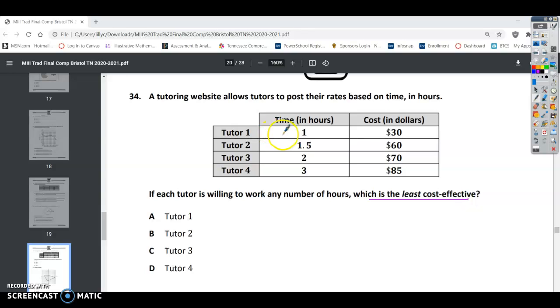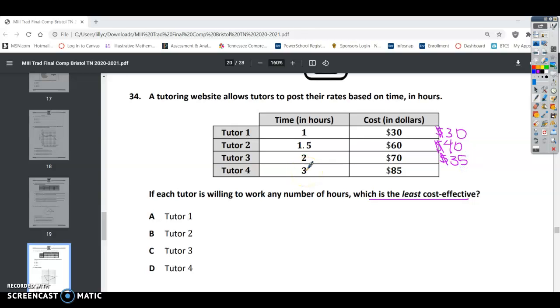All right, so if we look at this, the first one is $30 an hour. The second one will do an hour and a half for $60. All right, so if you break that down, 60 divided by 3 is $20 for a half hour. So that means this one would be $40 an hour. This one's $30 an hour. And then 2 hours for $70, divide that by 2, that's $35 an hour.